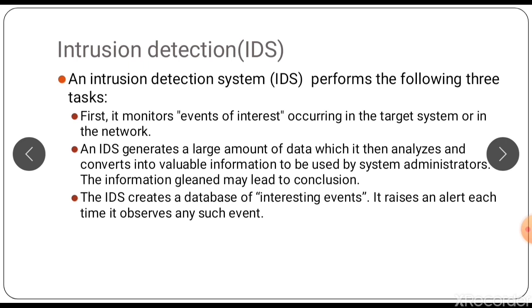An IDS generates a large amount of data, which is then analyzed and converted into valuable information to be used by the system administrator. The IDS creates a database of interesting events. It raises an alert each time it observes any such event. For example, it might be programmed to raise an alert if more than 70% of the packets that arrived within the last 10 minutes arrived from a never-seen-before IP address.